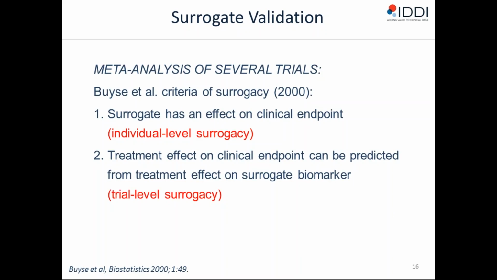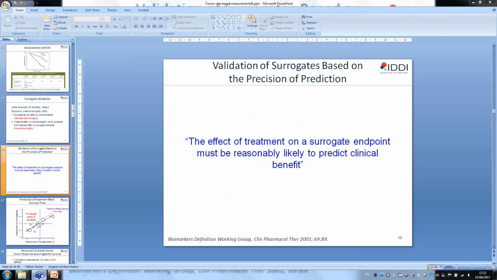Now, the surrogate validation requires one step further. In addition to the individual level surrogacy, which is what is more or less depicted in the previous slide, there needs to be an association between the treatment effect on the tentative surrogate endpoint and the treatment effect on the final endpoint. In other words, the clinical endpoint needs to predict for the treatment effect on the final endpoint. And this is where I will hand the presentation over to Tomasz, who will continue with data on the trial level association. Tomasz?